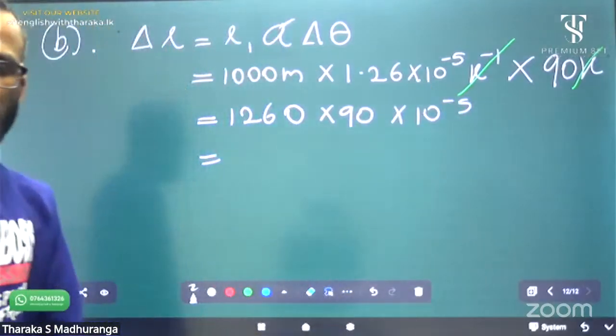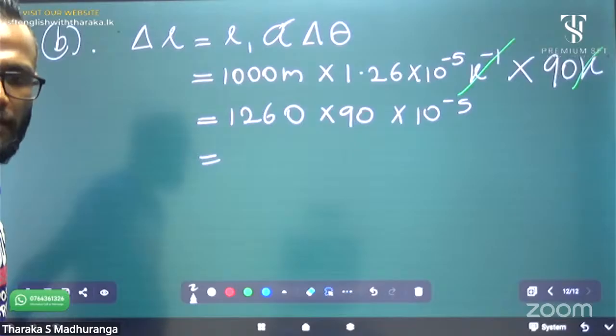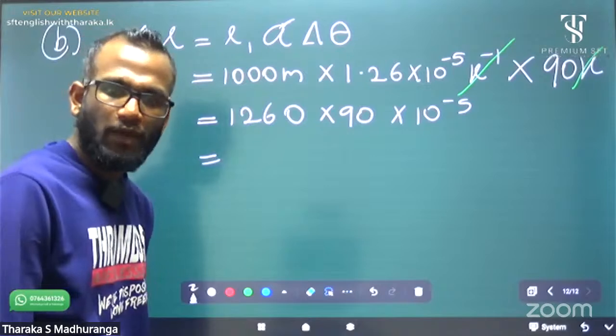Okay, put the value in. Use calculators. 1260 into 90 multiplied by 10 to the power minus 5. 1.134 meters.